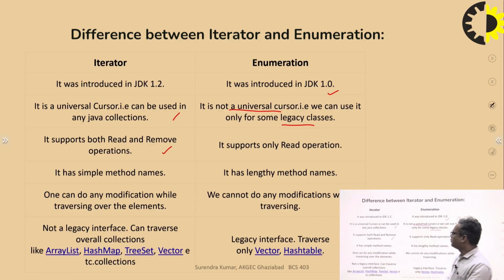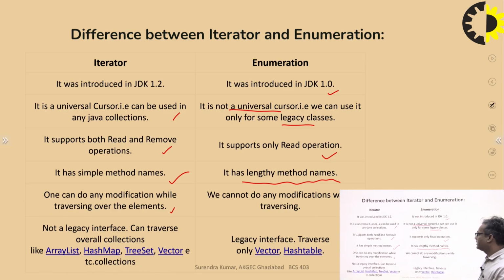Iterator supports read and remove operations. Enumeration is used only for read operation. Iterator has simple method names. Enumeration has lengthy method names. With Iterator, one can do modification while traversing over the elements. With Enumeration, we cannot modify while traversing. Iterator is not legacy and can traverse the overall collection like tree set, vector, array list, hash map. Enumeration can work with Vector and Hashtable only.